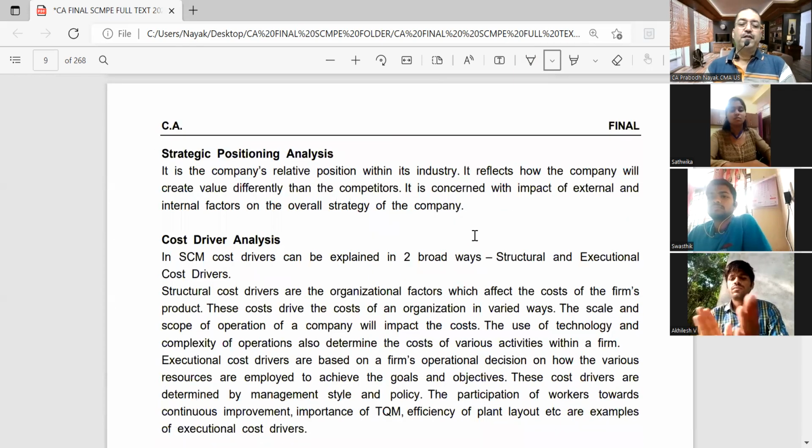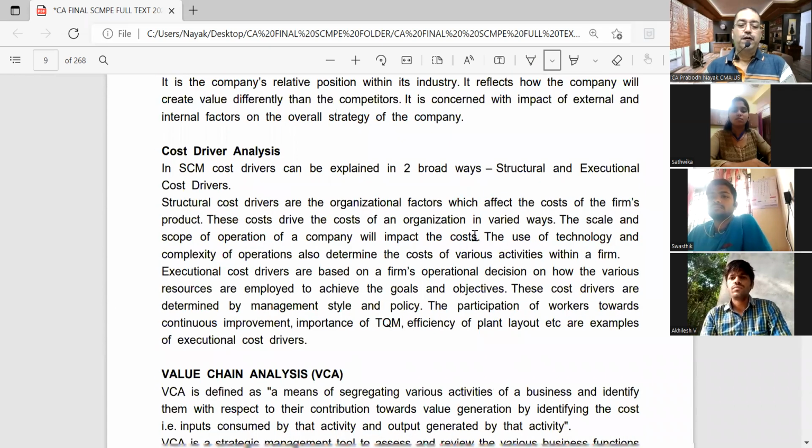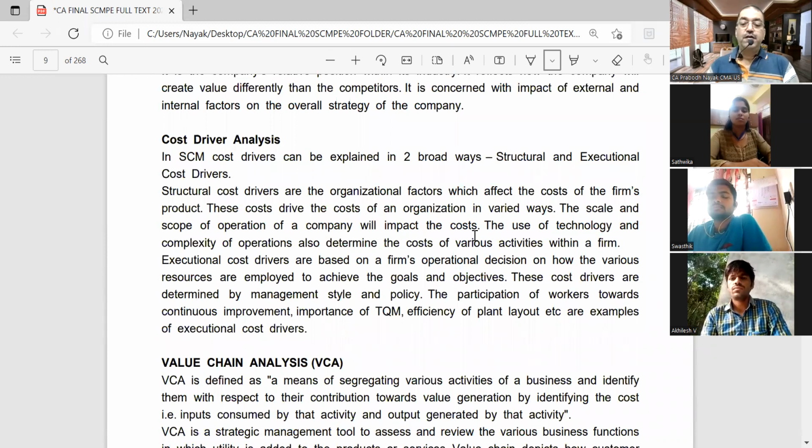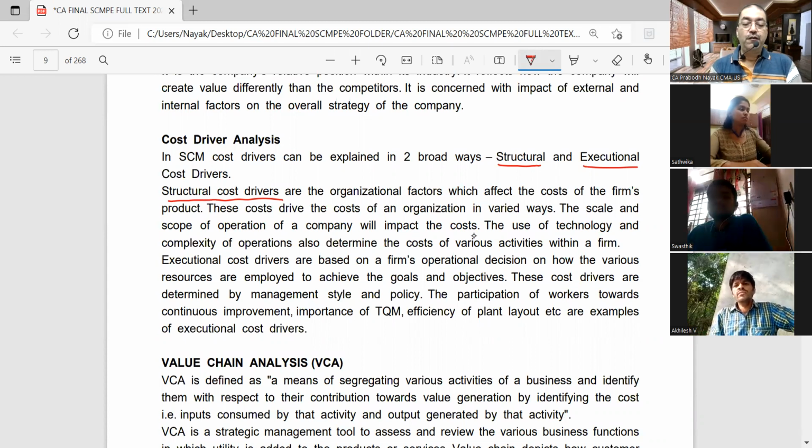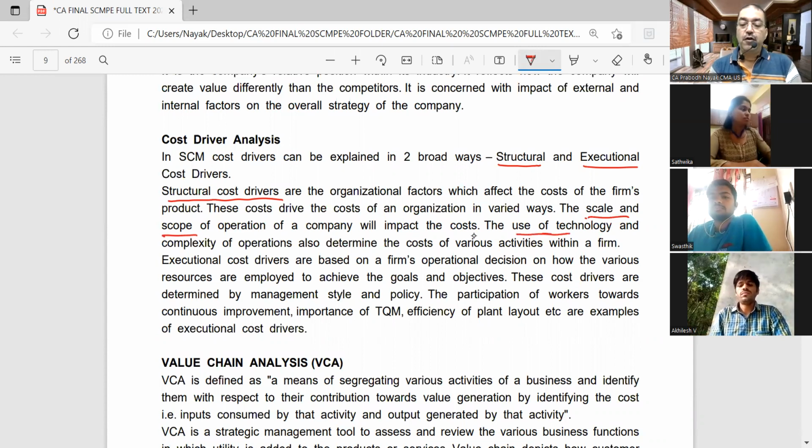So this was what we discussed. Strategic positioning, cost driver analysis. In cost driver analysis, I explained to you the concept of structural and executional cost drivers. Structural cost drivers are dealing with the size of the firm, the scale and scope of operation, the use of technology by the firm, and complexity of operation. These are your structural cost drivers.